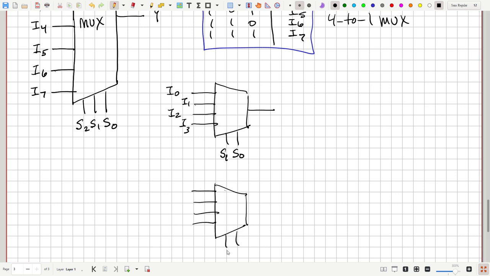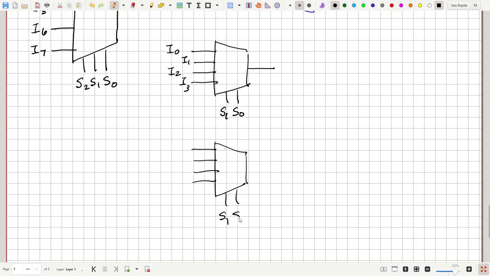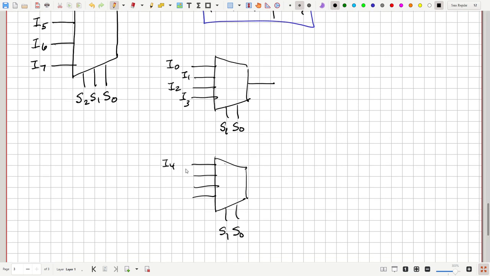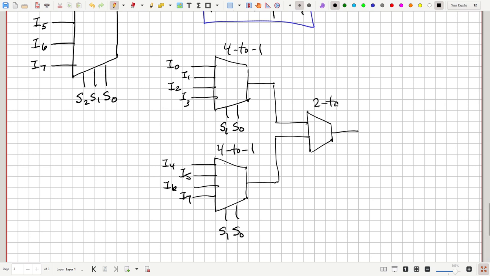And again, we'll have S1 and S0. And this is going to get us our lower block now. This is going to be I4 through I7 as the inputs: I4, I5, I6, and I7. And then we'll take those two outputs and we'll put that into a 2-to-1. So this is a 4-to-1. This is a 4-to-1. And this is a 2-to-1. And the selection signal there will just be the S2. That'll be our Y.